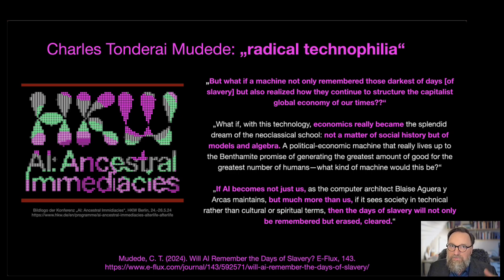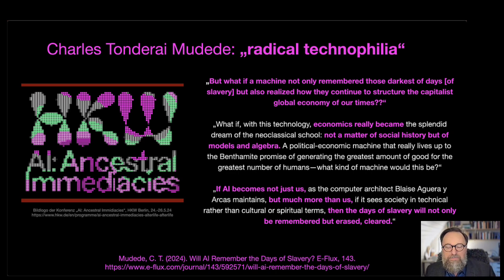So this is what it's about. One thing is history, but the other thing is how history is not history, but is present in how it distributes wealth, life chances, everything, until nowadays, economies and everything, hegemonialities, you name it. So he asks, what if with this technology, economics really became the splendid dream of the neoclassical school, not a matter of social history, but models and algebra?